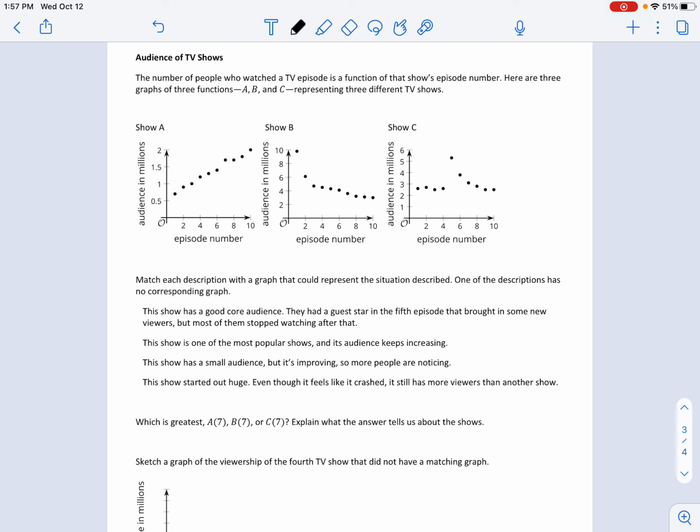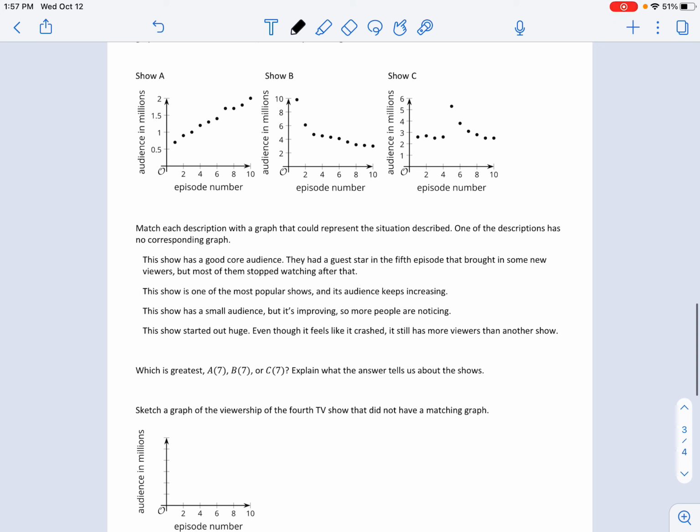And so each one of these represents a different TV show. And so what we need to do is we need to take the descriptions down here and match each description with the TV show. So the first one says, this show has a good core audience.